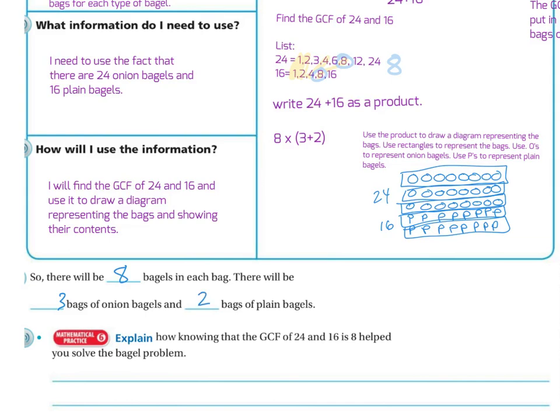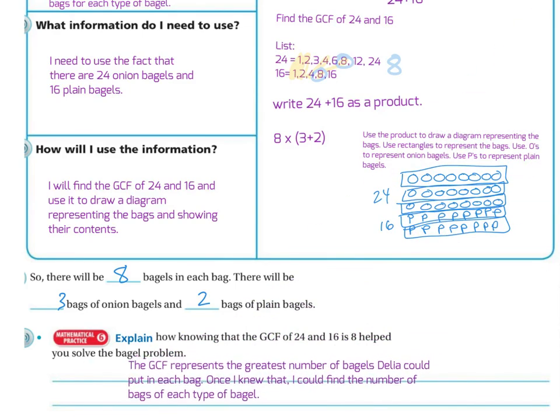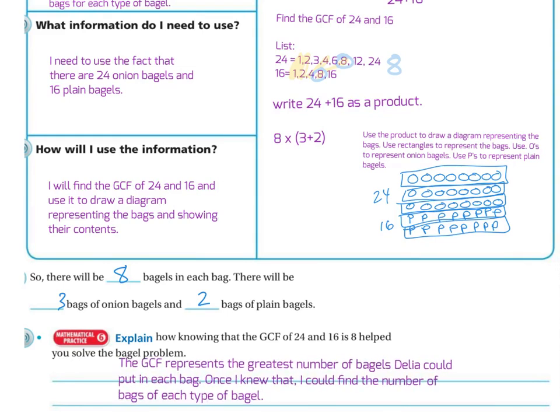So let's explain our reasoning. It wants to know how the greatest common factor of 24 and 16 being 8 helped me to solve the problem. Well, it helped me because the greatest common factor represented the number of bagels that Delia could put in each bag. And once I knew that, I could find the number of bags that each type of bagel had. So I did the bagels first, and then I circled the bags.